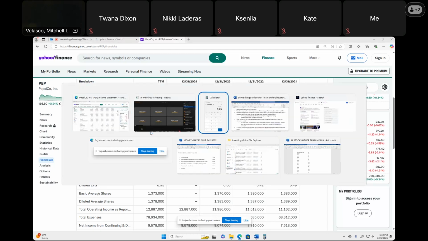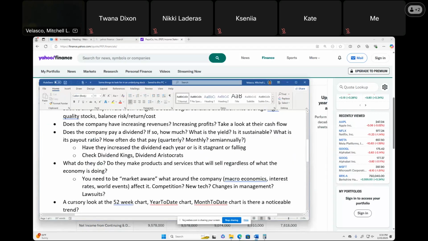A lot of real estate companies pay some high dividends sometimes, and you always have to wonder, is it sustainable?